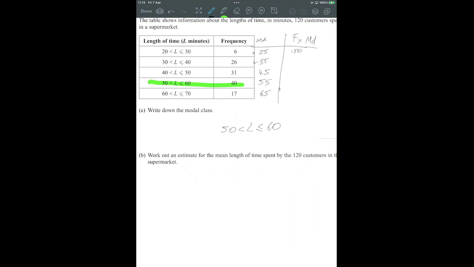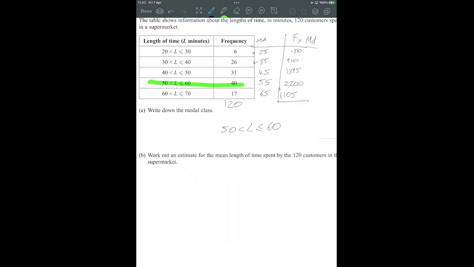26 times 35, 31 times 45, 40 times 55, 65 times 17. As I'm doing those calculations, I'm also thinking, what type of answer am I expecting? If I look at my data, I'm expecting my answer to probably be around 40 to 60 range. That's where most of my data is.